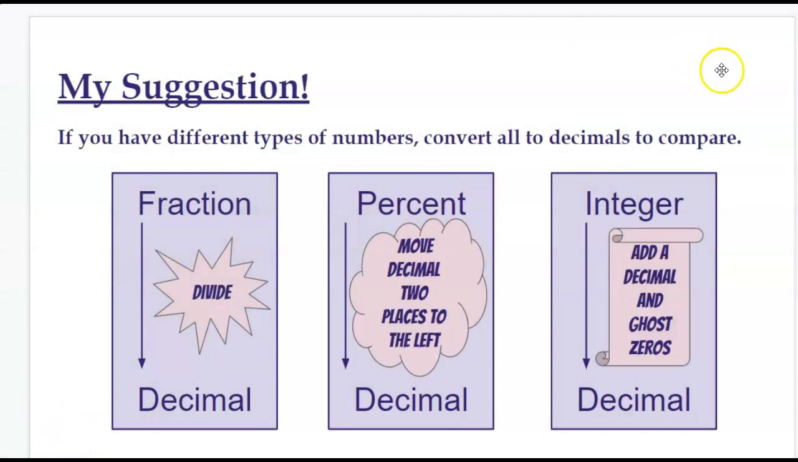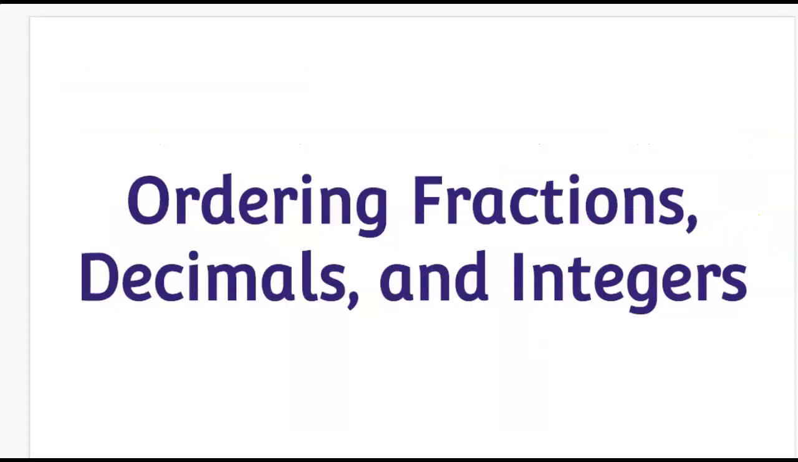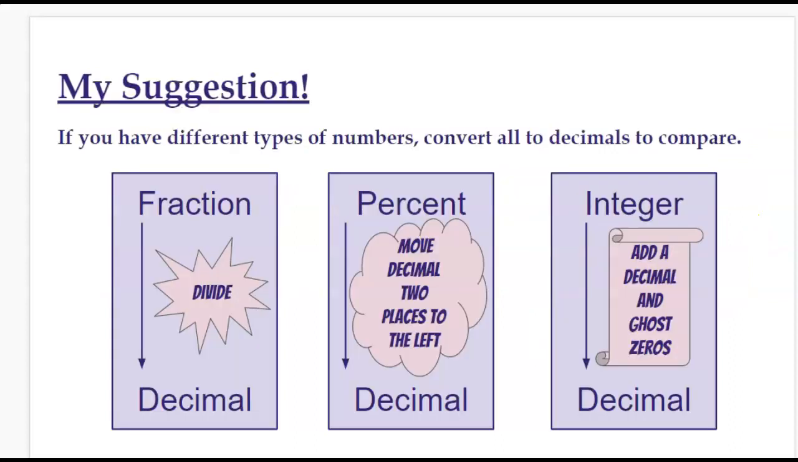Okay, so when you are ordering fractions, decimals, and integers, I have a couple of suggestions. Suggestion 1 that I have is to turn all of your numbers into the same form. My favorite is decimals just because it is the easiest, I feel like, to compare. If you remember, fraction to decimal just means to divide. So your numerator would go inside and your denominator would go outside. And then you could put a decimal and a 0 and keep going.